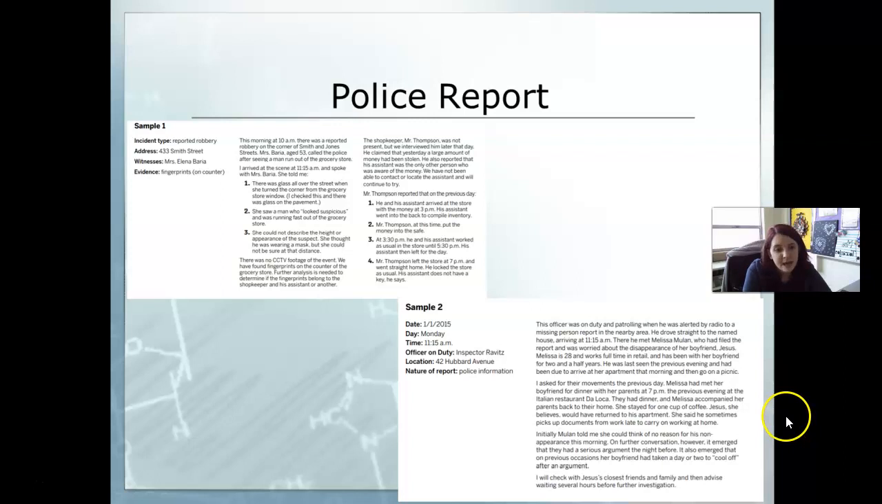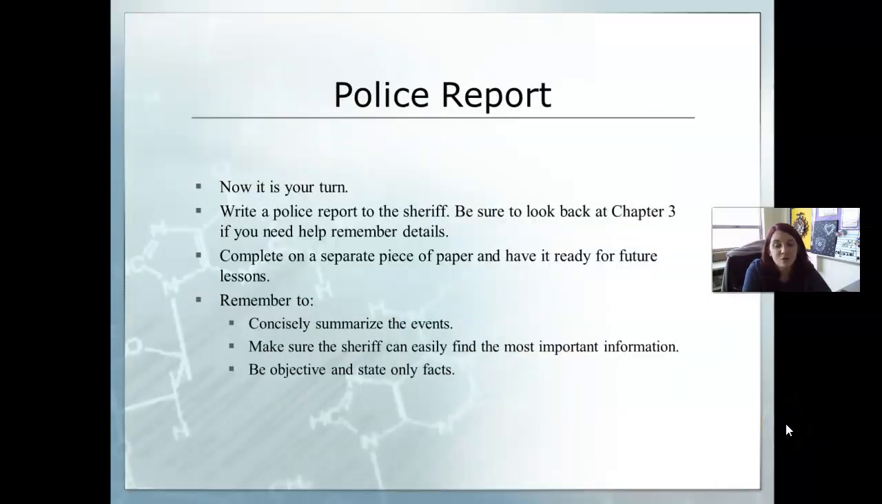Again, notice how there are facts of things that have happened. So now it's going to be your turn. You're going to write a police report to the sheriff. Be sure to look back at Chapter 3 if you need help remembering details. So you're writing this report through the perspective of the missing fossil.